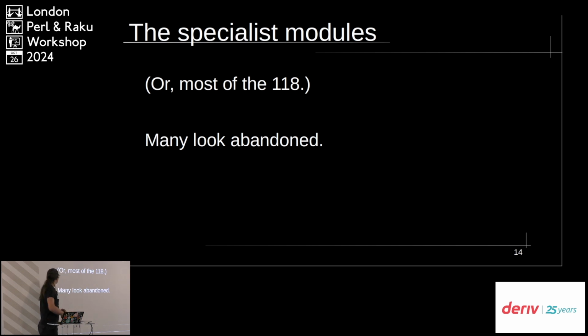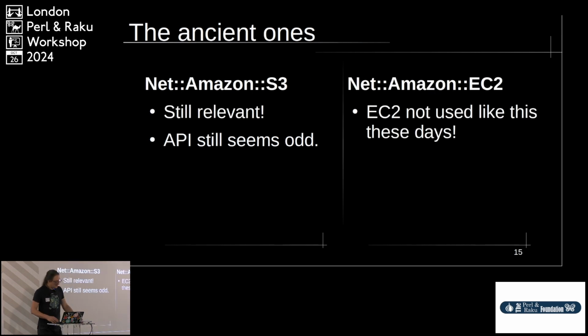So, going to move on to the more specialist modules, or modules which actually interact with the API themselves. Probably starting with the big, old, ancient ones. So we have a couple. We have Net::Amazon::S3, which shockingly, 18 years later, is still relevant, still being updated, and regularly used in lots of places.